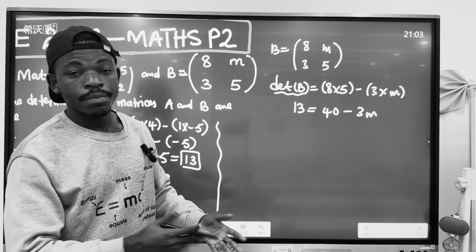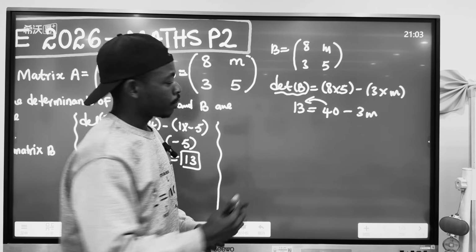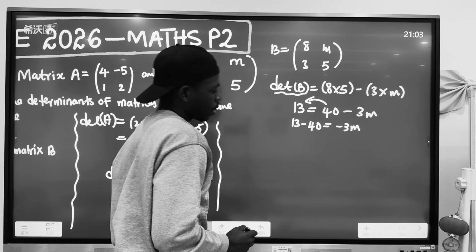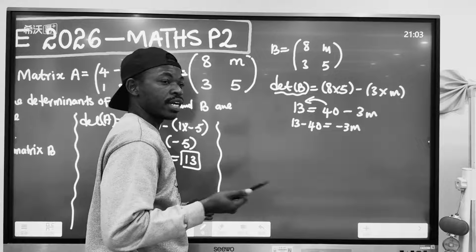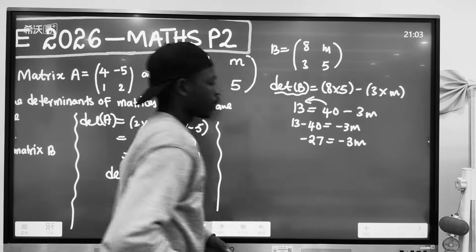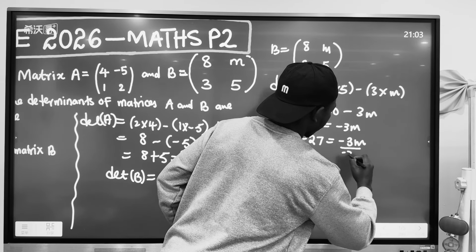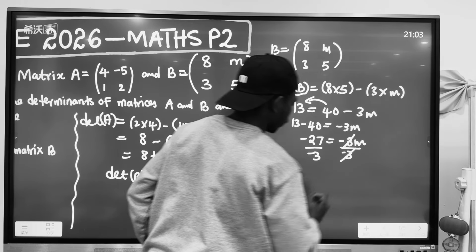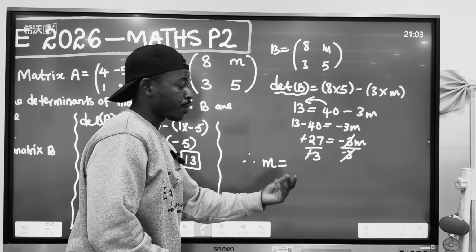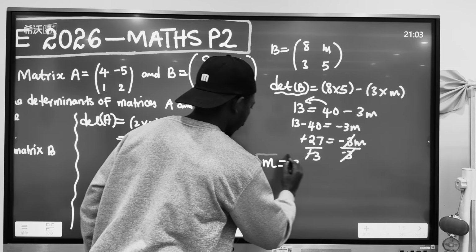So you can see this becomes a simple basic equation which we can solve. We take 40 to the other side, and it becomes negative. So 13 minus 40 equals -3M. 13 minus 40 is -27. So -27 equals -3M. To find the value of M, we simply divide throughout by -3. So the -3 and -3 go. Therefore, M is equal to 27 over 3, the negatives cancel, which is 9. So that is the value of M.